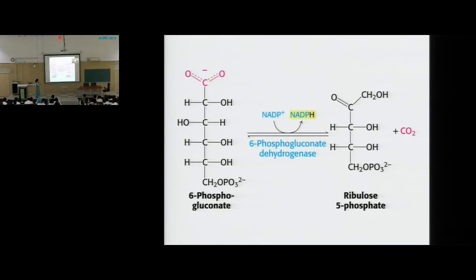Again, the third step, that is 6-phosphogluconate dehydrogenase. Here what is happening is the first carbon is being removed as carbon dioxide. So from glucose you are getting ribulose. So it is a ribulose sugar. That means it is a keto sugar which you are getting.